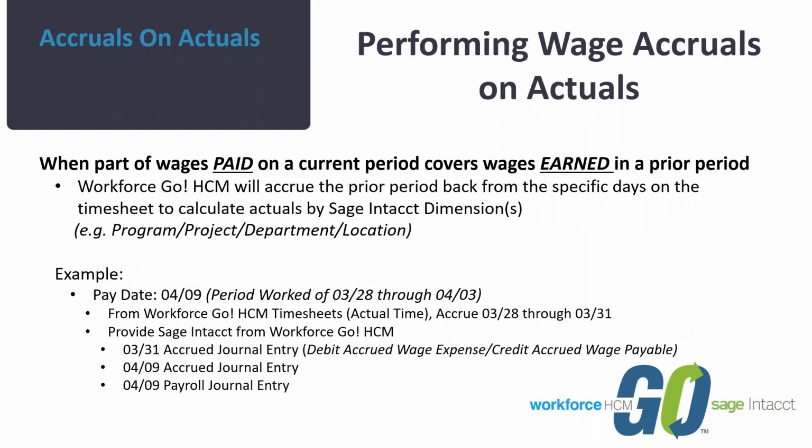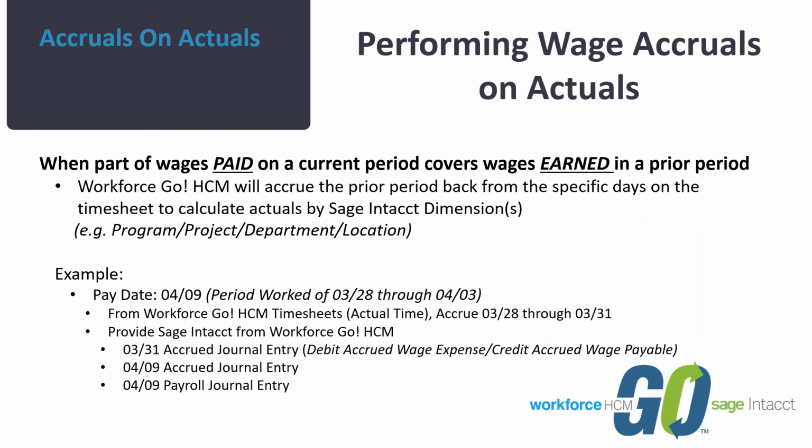From the Workforce Go HCM timesheets, which is looking at your actual time, will accrue for the period of March 28th through March 31st. From that accrual, we will provide Sage Intacct directly from Workforce Go HCM and that real-time bi-directional integration, an accrual journal entry on March 31st, which will actually debit your accrued wage expense and credit your accrued wage payable. In conjunction with that, we will also provide an accrual journal entry on April 9th, the actual pay date. And then we will also provide the full payroll journal entry on that April 9th date as well.